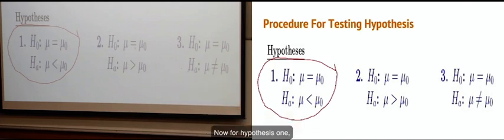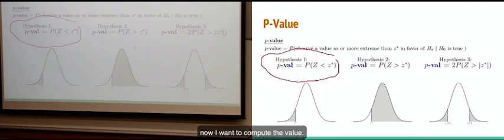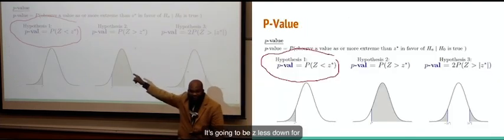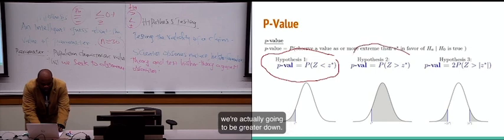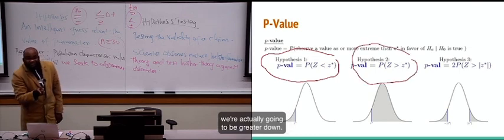Now, for hypothesis 1, I want to compute the p-value. It's going to be the probability of z less than the calculated value. For hypothesis 2, what is the alternative? It is greater than. My p-value is going to be the probability of z greater than the calculated value.